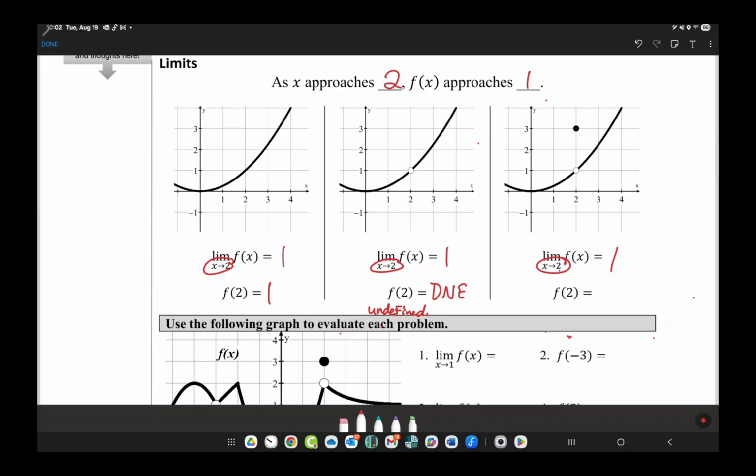And then the third one, you have that piecewise section where we have a wholly separate value for f of 2, which is 3. Now quickly do questions 1 through 8, just to get a little practice in there.